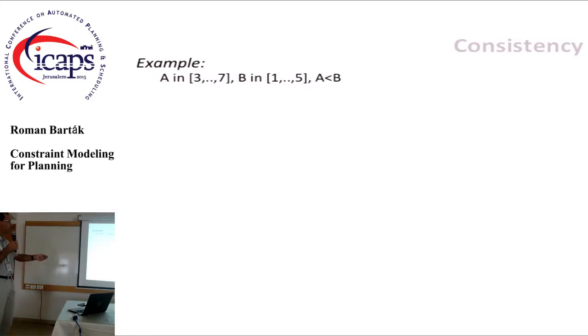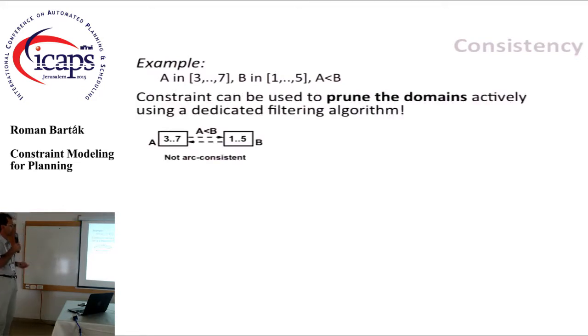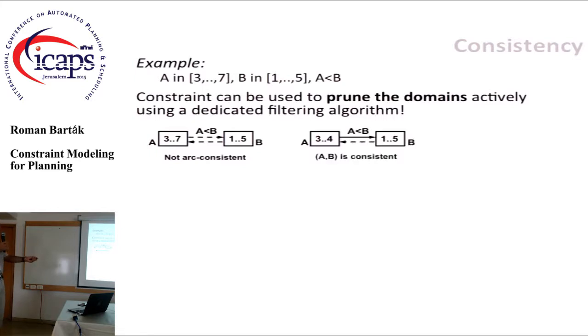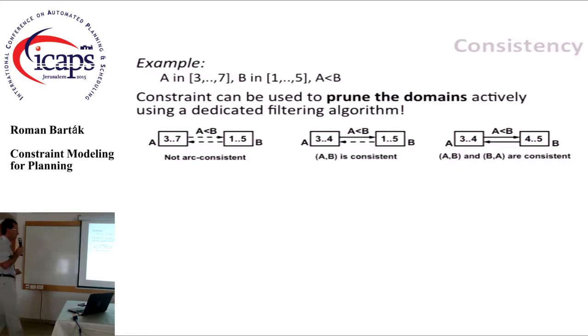And similarly for B, because B should be greater than A, minimum value of A is 3, so the minimum value of B, which is consistent with 3, is 4. So 1, 2, 3 can be removed from the domain of the variable B. So we can use the constraint actively to remove values which are violating the constraint according to current domains, right? So this is what I just described. So we have this constraint and we can propagate information from one variable to the other variable through the constraint, right? So we can propagate the information from B to A. So we remove all values inconsistent in A, and we can of course go in the other direction to reach the largest level of consistency.